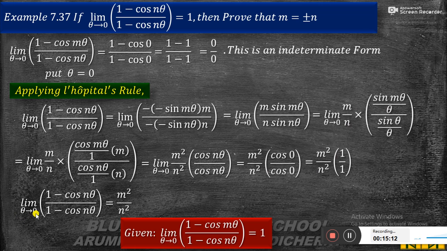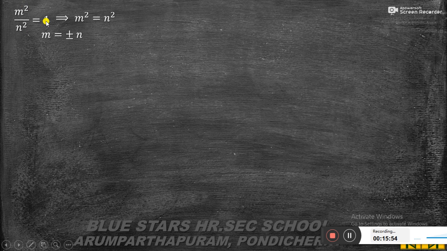Therefore limit theta tends to 0, 1 minus cos m theta by 1 minus cos n theta equal to m square by n square. This is the answer. So next, we found the limit answer. The limit answer is m square by n square. You see the question: limit theta tends to 0, 1 minus cos m theta by 1 minus cos n theta equal to 1. So I write the given result, limit theta tends to 0, 1 minus cos m theta by 1 minus cos n theta equal to 1. After I substitute this limit answer, which is m square by n square. Now you see m square by n square equal to 1.